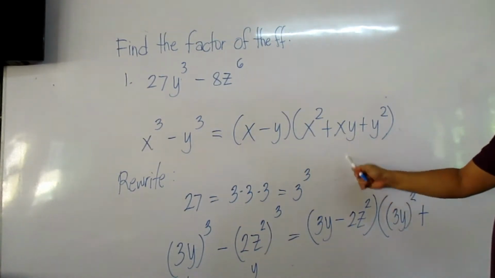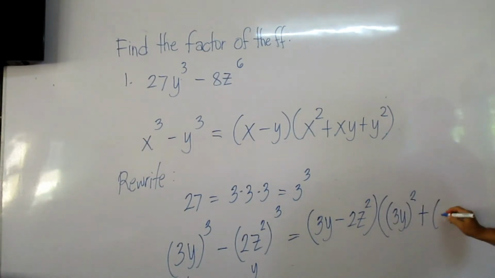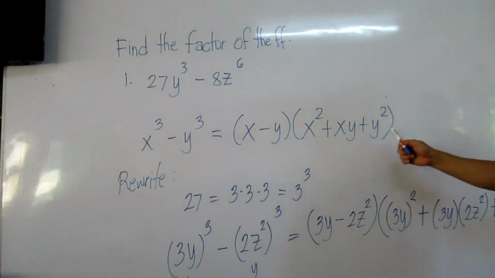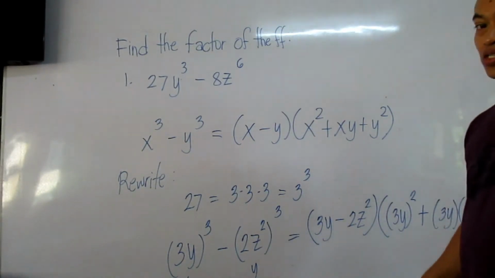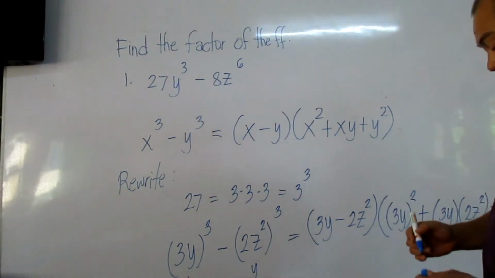you have x times y. So that is 3y times 2z squared. Then plus what is y squared? Then that is 2z squared raised to the power of 2. Okay, then after that, you are going to simplify.